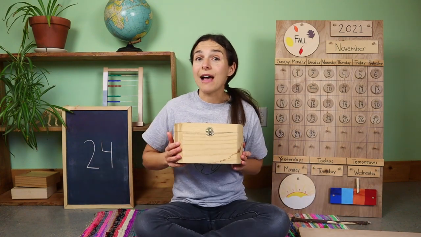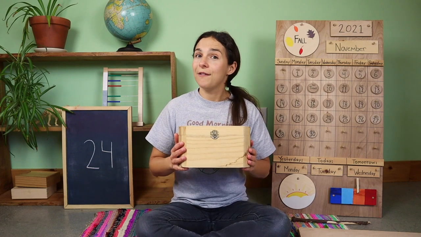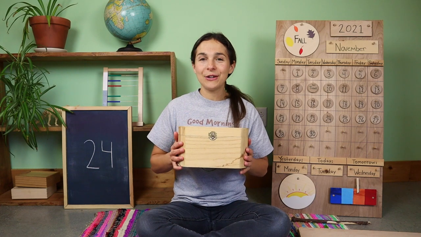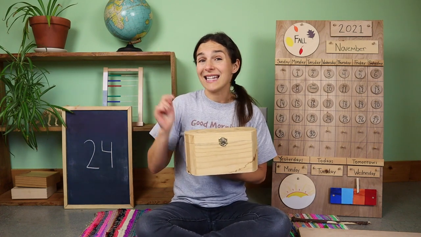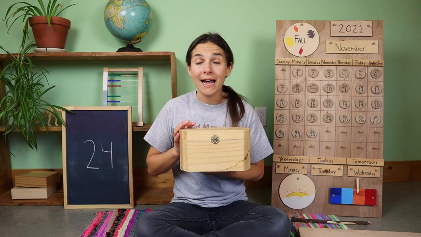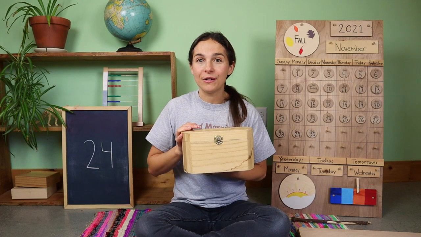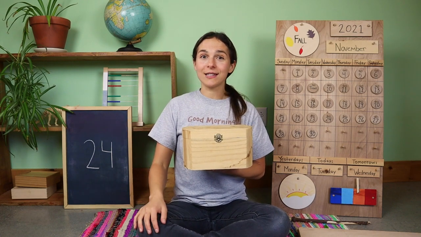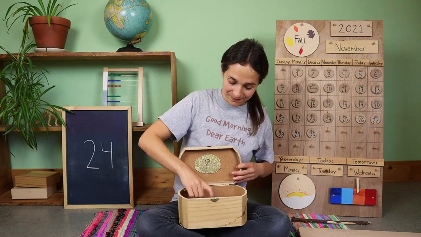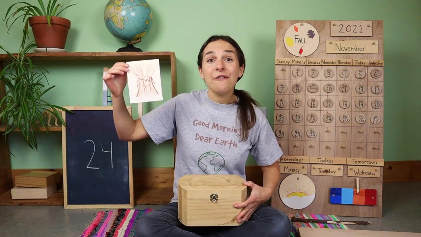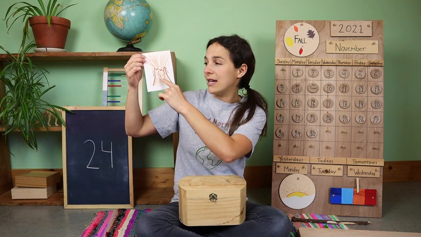Inside of this box, I have a picture of something that starts with the letter V. V. Here's your first clue. This is a very large mountain, and inside is magma. But when it erupts, lava comes out. What's that called? Are you ready to see? A volcano.